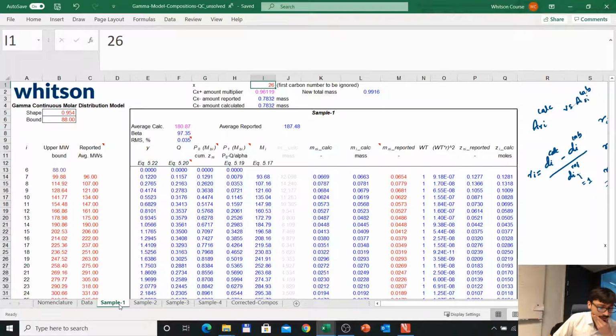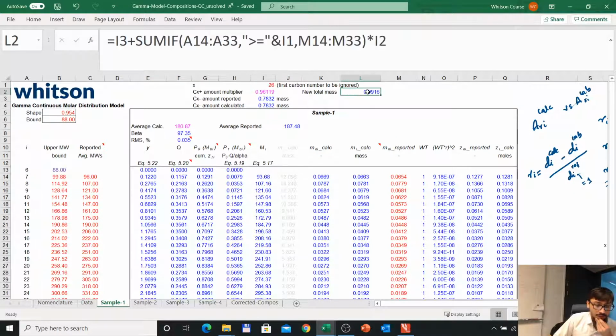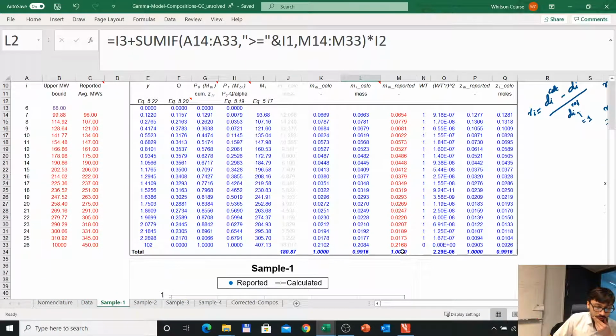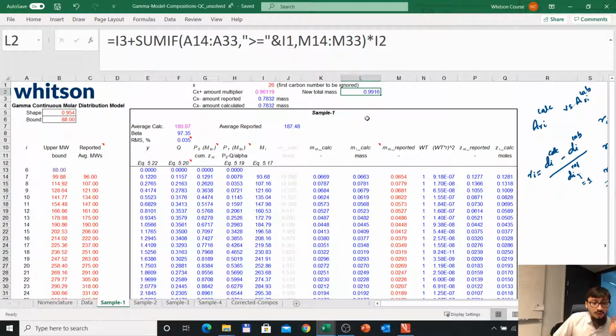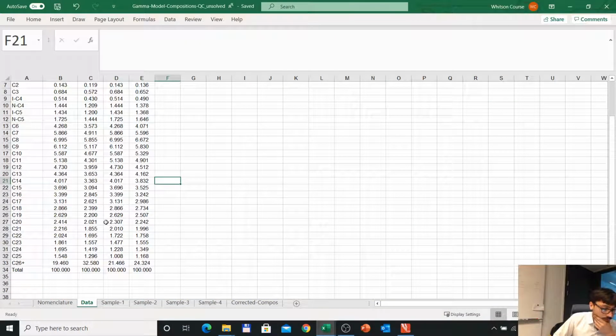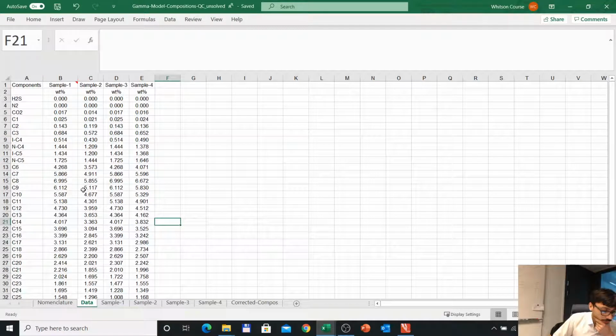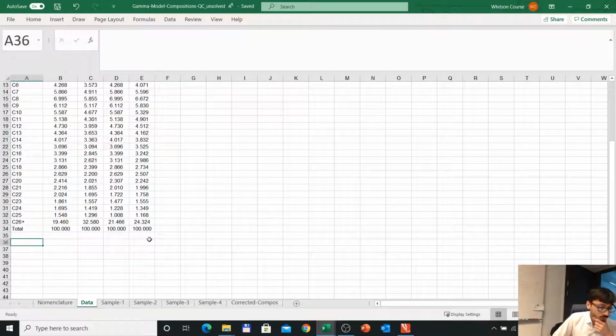When we did this exercise, we calculated a new total mass of the C7 plus fraction. It went from 1 to 0.9916. It means that whatever C7 plus we had from the PVT lab, whether it was 20 mole percent or 20 mass percent or 50 mass percent, should be multiplied by this value. So what we need to do here is calculate the C7 plus values from the lab data for each of these.